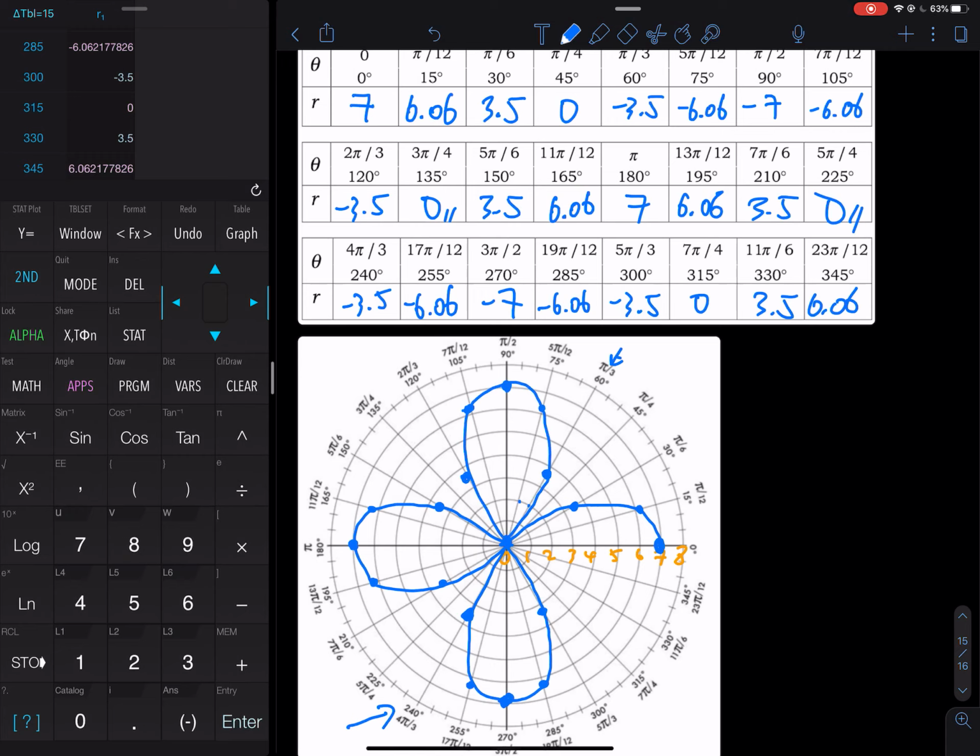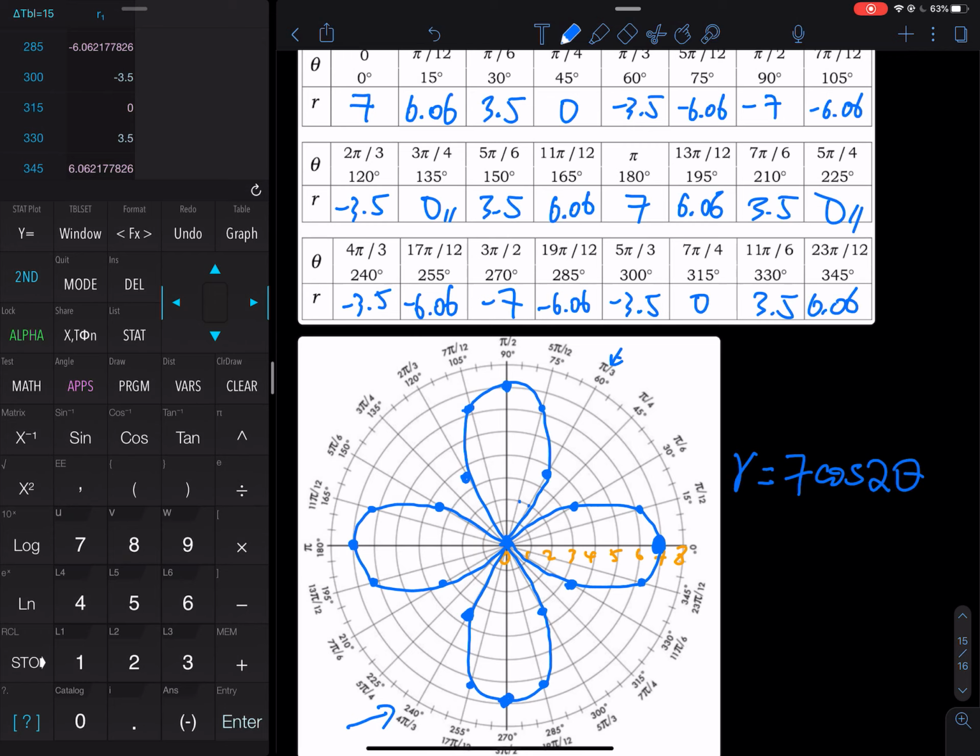And then the last one is 330, 3.5, and then 6.06. And then at 360 degrees, we just go back to the 0. Then we went this way. So that is what the graph looks like. So this is the graph of what? This is the graph of r equals 7 times cosine of 2 theta.